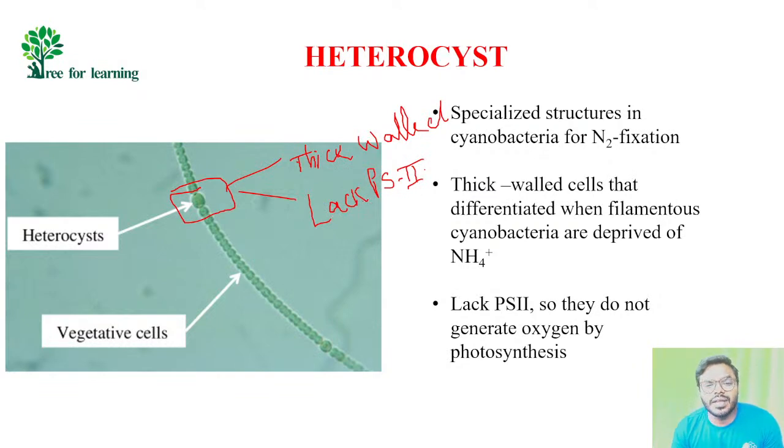Friends, since the heterocyst does not have photosystem 2, you tell me what is happening. Use the brain. If there is no photosystem 2, what happens? Photolysis of water never takes place. Yes or no, friends? If photolysis of water is not taking place, oxygen cannot be released. Yes or no? Of course, yes. If the oxygen is not released, then obviously it is an advantage for the nitrogenase enzyme.